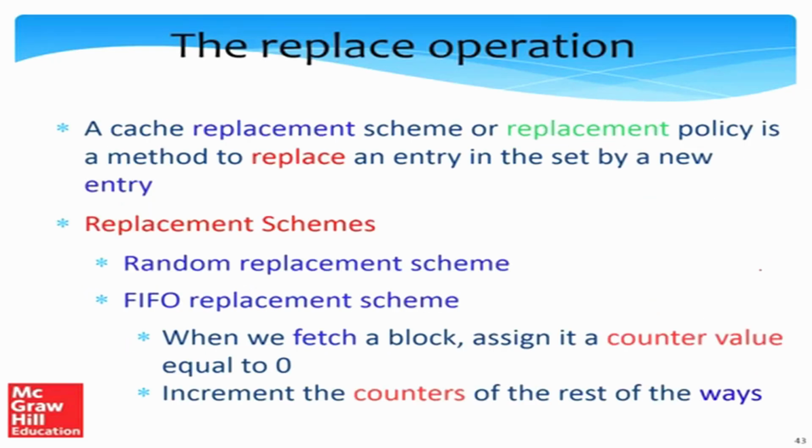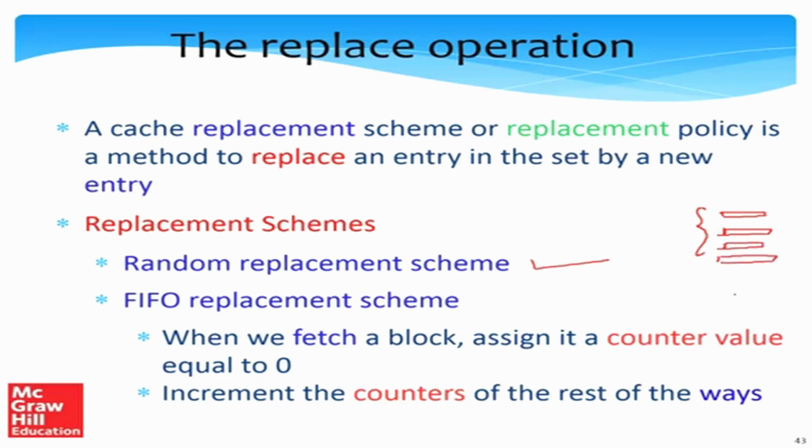So replace operation means that we are searching for a candidate in a set for replacement. So a cache replacement scheme or replacement policy is basically to find one victim, right, in a set. So there can be many schemes. They have their pros and cons. So we can have a random replacement scheme where inside a set we can choose any of the ways at random, right? If all of them have valid data, choose any one.